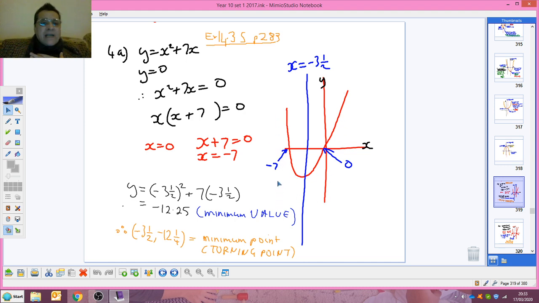If the graph was a minus x squared graph and may look something like that, then that will have a maximum, and the turning point will be a maximum.